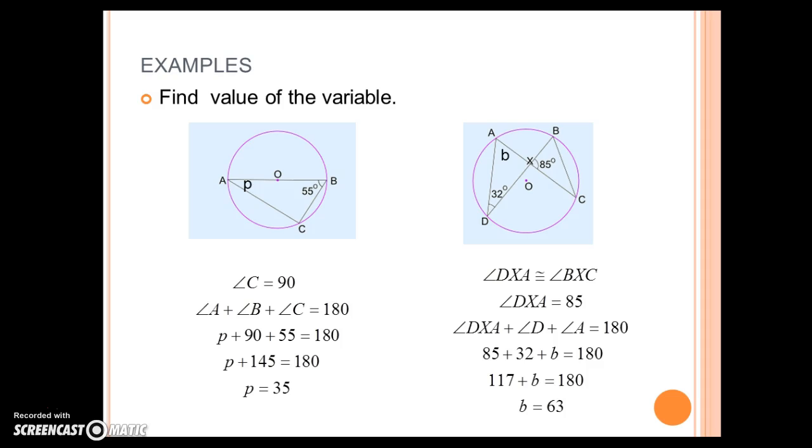Now I know that angle that's 85 degrees plus angle D, which we know is 32, plus my angle A, which is what's represented by B, is 180 degrees. So when I add those all together, I get 117 plus B equals 180, and that's because it's a triangle. So B has to be 63 degrees.